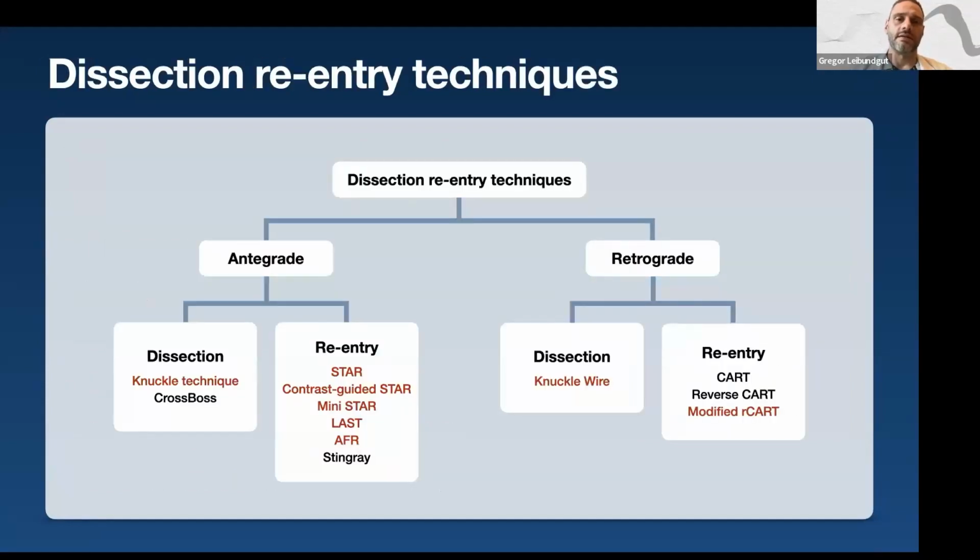Dissection reentry techniques are all over the place. You can do them antegrade or retrograde, and as you can see here, marked in red, basically in all sections, in the dissection and even in the reentry strategy nowadays with STAR, mini STAR, whatever difference that is, LAST and AFR, it's basically all the knuckle entering the distal lumen. And in my experience, this is really much easier, or was really facilitated, by the Gladius MG with that small, directable and penetrable knuckle.